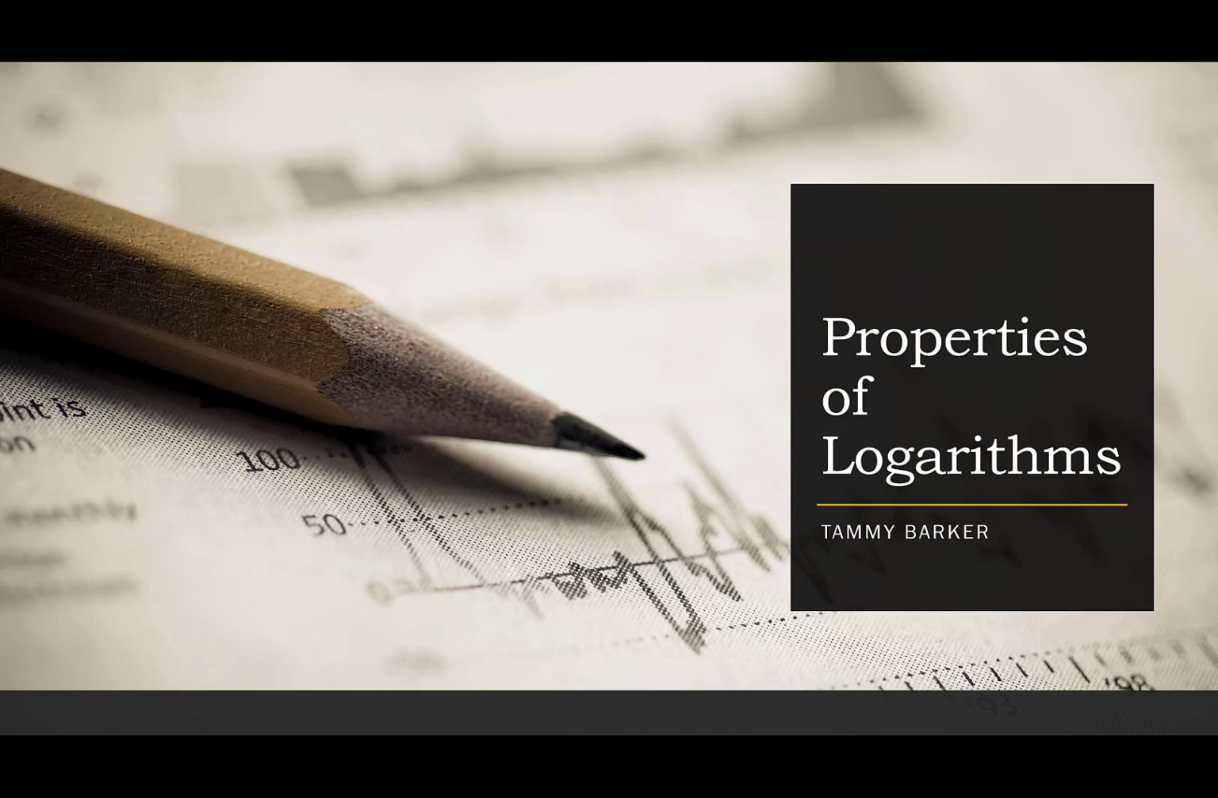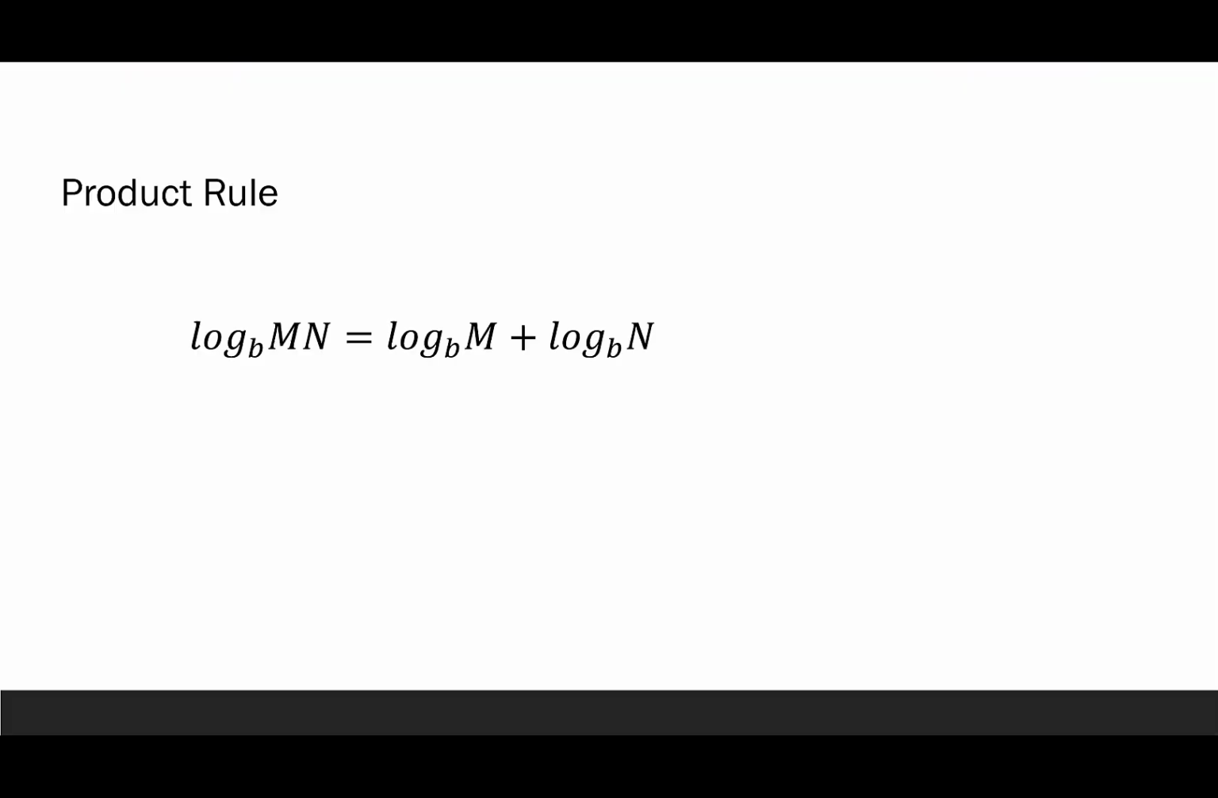Hi everybody, today we're going to do a really quick recap of properties of logarithms. We're going to start with the product rule. The product rule says if I have the log base b of the product of m times n, I can separate that into the log base b of m plus the log base b of n. So this says when I have multiplication, I can expand this to be addition.